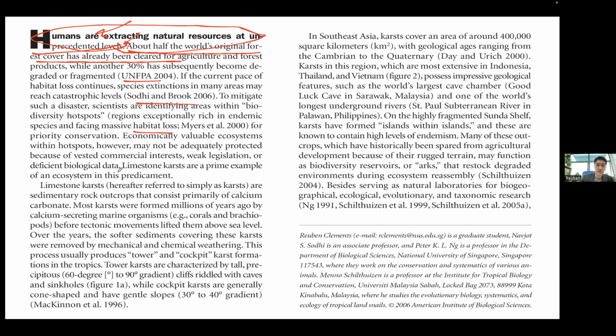So again, a very overview from the top. What's happening across the world, then limestone karst as the particular ecosystem I was focusing on, and then after that, zooming to the region.